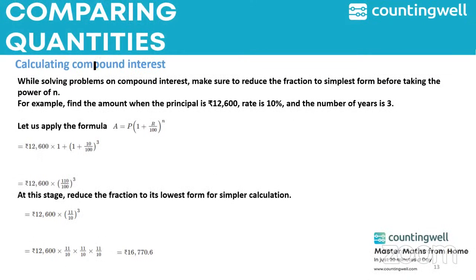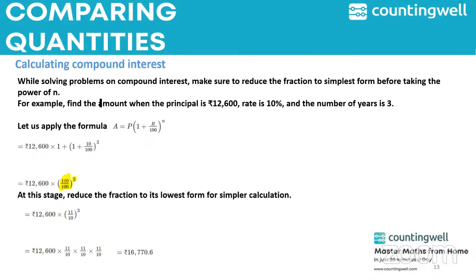Let us see how to calculate compound interest and what are the tricks involved. While solving the problems on compound interest, you have to reduce the fraction to simplest form before taking the power of n. So here you can see you have to take the power of 3. Make sure this fraction is reduced to simplest form, otherwise the calculation becomes lengthier.